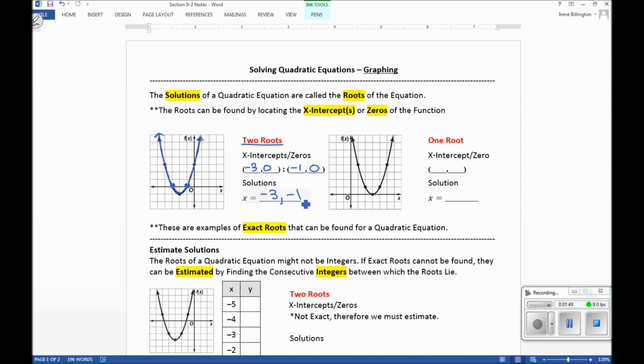If we look at our second graph here, you will notice that it is touching the x-axis at this single point. Therefore, there is one root to this quadratic equation. That root is the x-intercept where it's touching the x-axis, and that would be at the ordered pair (3, 0), which makes the solution to this quadratic equation the x value of that ordered pair, which is 3.